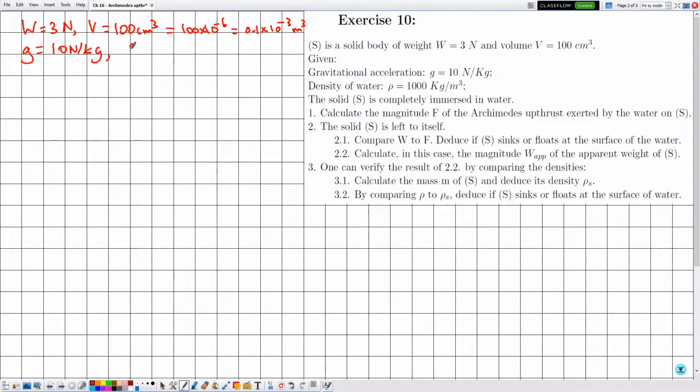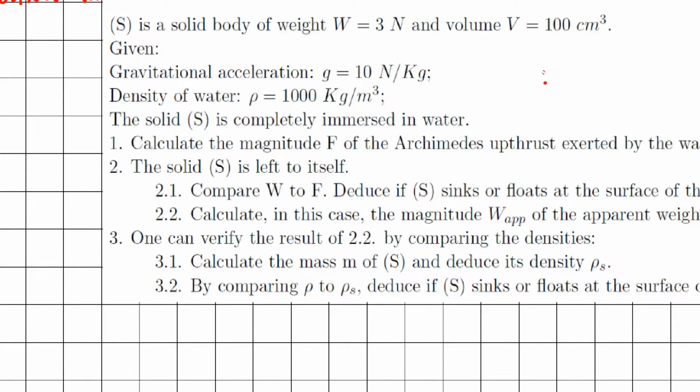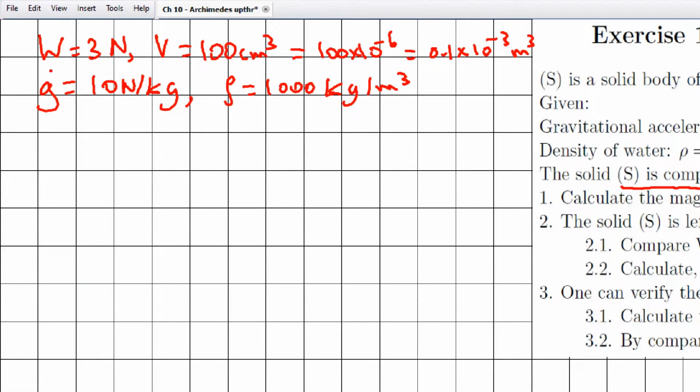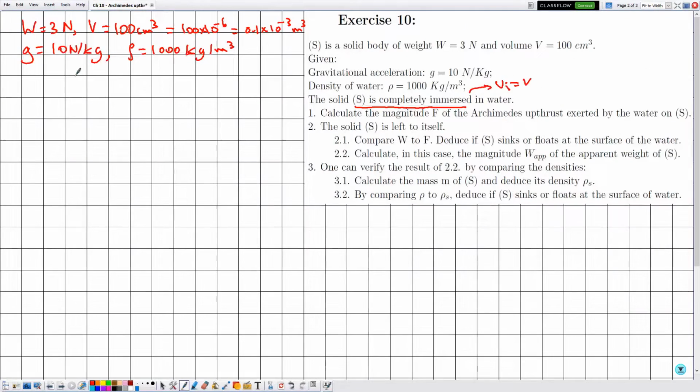And the density of water is 1000 kilogram per meter cube. Now the solid S is completely immersed in water, so this is important. By this it means that the immersed volume is equal to the total volume of the solid S. Because they mentioned a liquid, which is water, let's discuss this weight. They didn't mention whether this weight is real weight or apparent weight, so by default we take it to be real weight, because they didn't mention that it is the apparent weight.